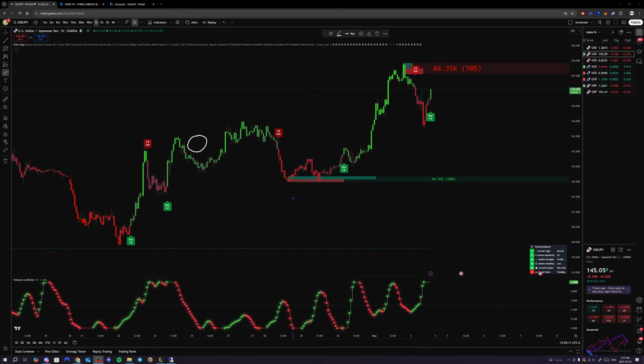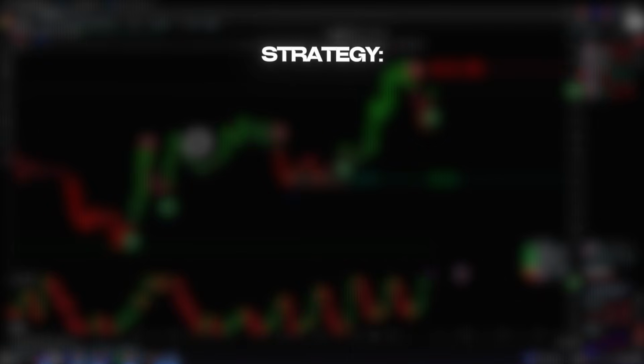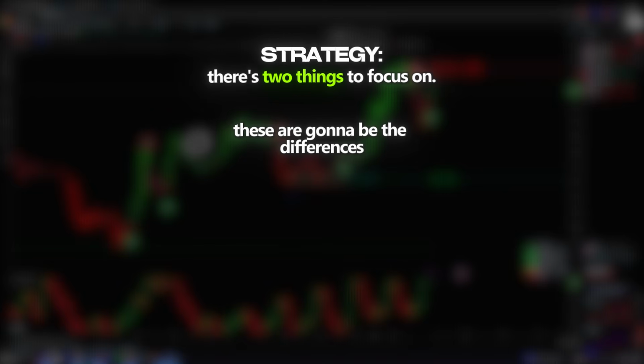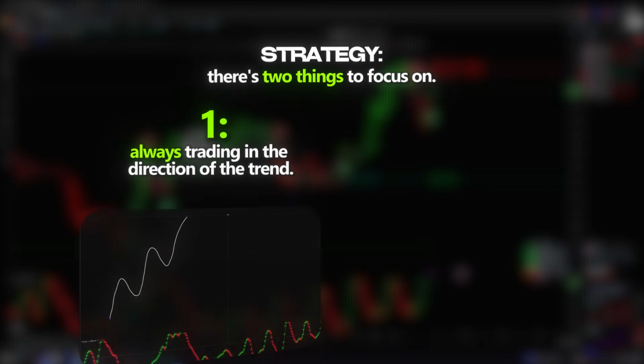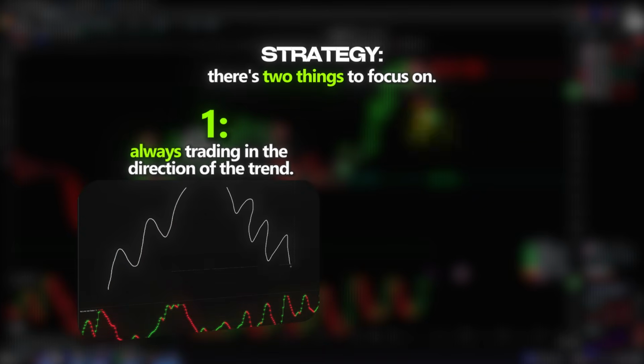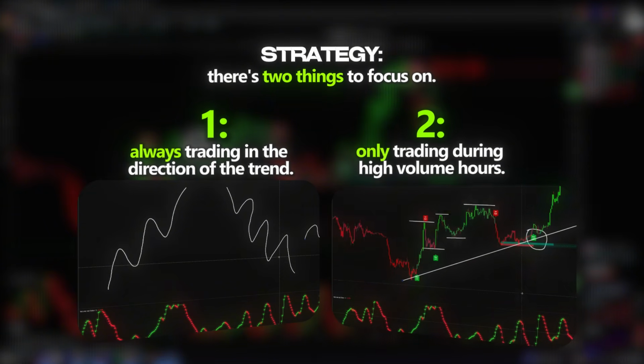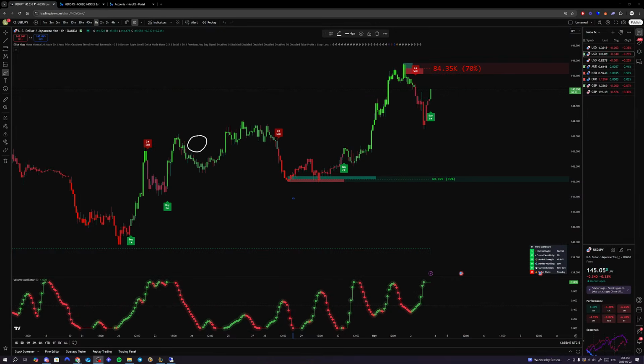Okay, so now that I have Elite Algo optimized on my chart, the next thing I want to do is understand the strategy that I'm going to be trading with. Now, when it comes down to strategy, there's two things that we need to focus on, and these are going to be the differences between a good trader and a bad trader. The first thing that we want to focus on is always trading in the direction of the trend. And the second thing we want to focus on is only trading during high volume hours. We need volume in order to make profit in the market.